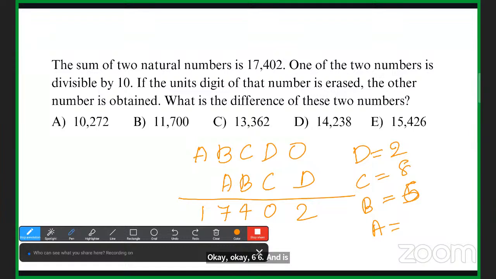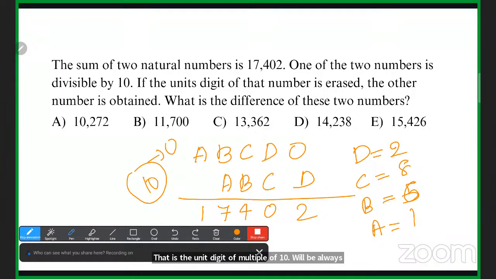Instead of doing this, isn't there a simpler method? 0 minus 2 has to end with 8, so it's automatically D because only D ends with 8. Okay, that's another one. This is another thing. The unit digit of a multiple of 10 will always be 0, and removing the unit digit is equal to dividing by 10.